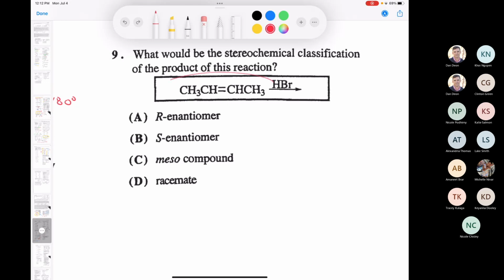So you're taking 2-butene. It doesn't tell you if it's cis or trans, so it must not matter. So let's just write out the trans because it's going to fit better. And then we're adding HBr to that. What are we going to get? Are we going to get RS, a meso compound, or a racemate? Could anybody answer this before we even tackle it?